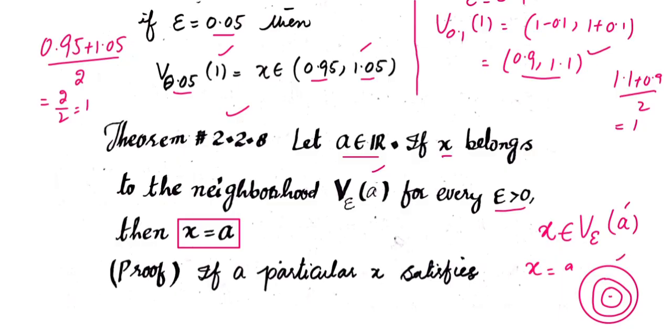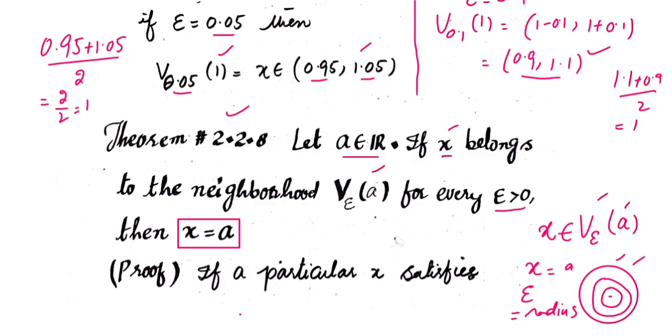So actually, what is epsilon in this example? Epsilon is actually the radius of the circle. So for any positive real number epsilon, if you say some real number x belongs to this neighborhood, then that real number is always actually the center of the neighborhood.